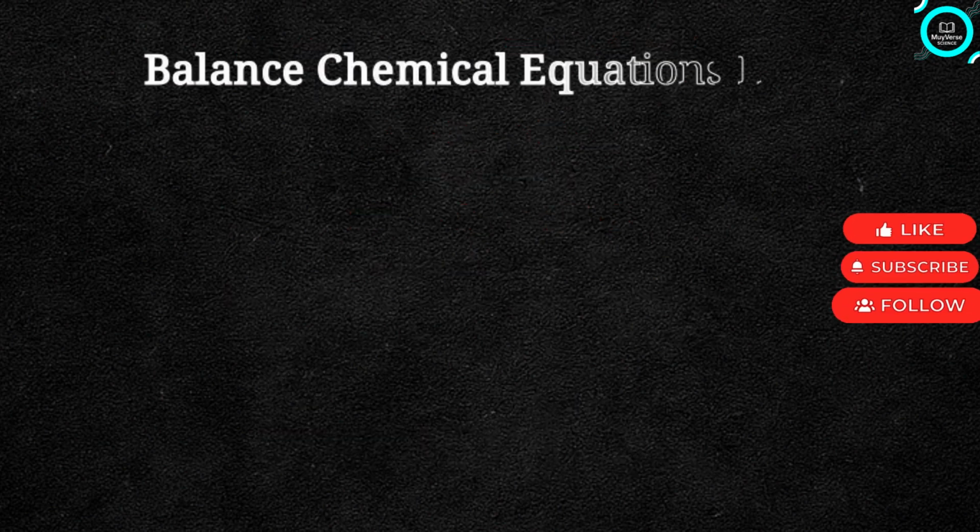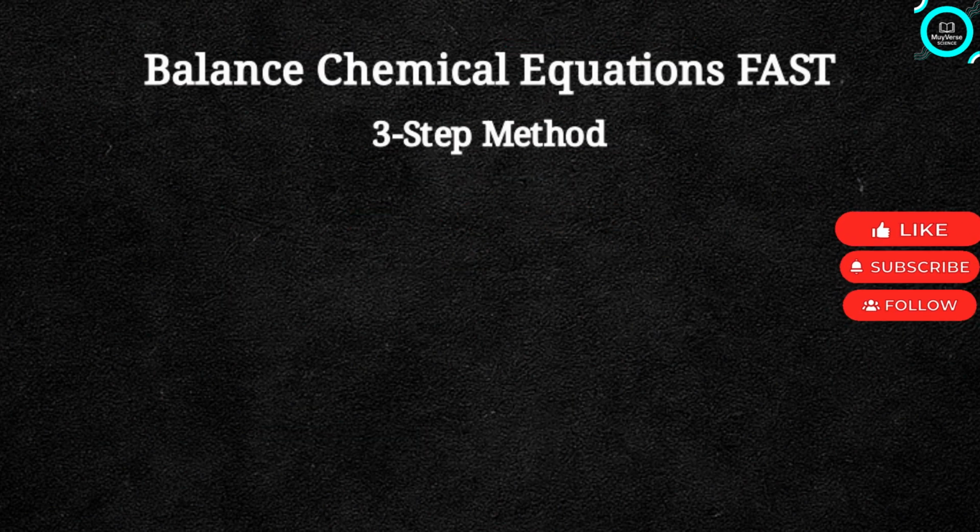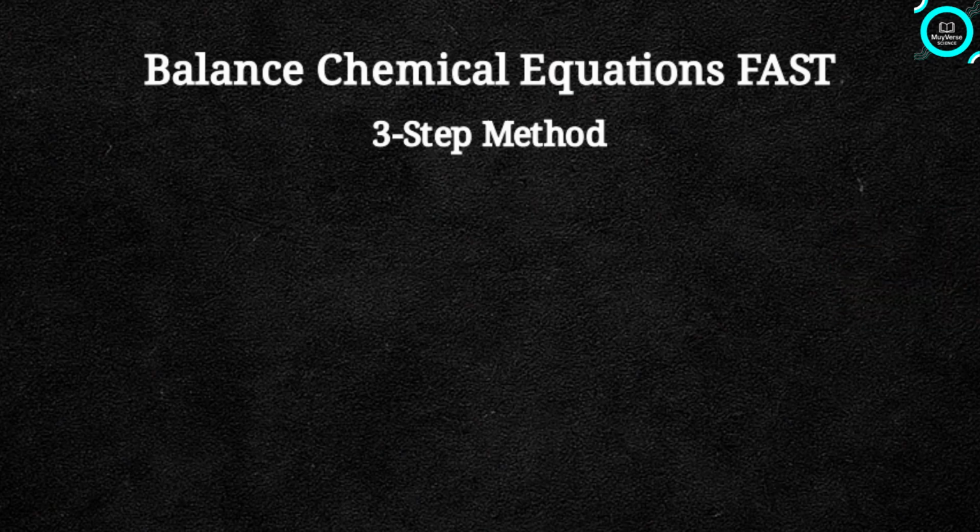Want a fast way to balance chemical equations without guessing? In this short tutorial, I'll show you a simple 3-step method that works every time. Let's practice with this combustion reaction. C2H6 plus oxygen yields carbon dioxide and water.